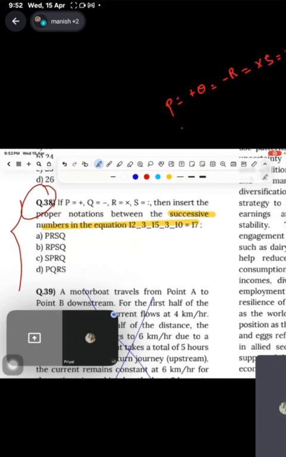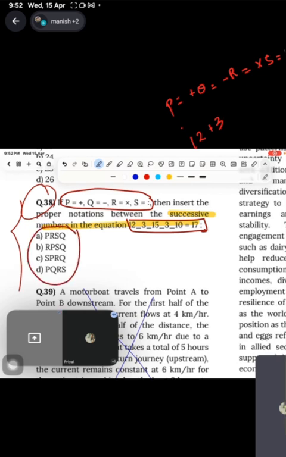See, the notation has been given and the number equation has been given. We have to put the notation in the equation. First, we basically have to find out the series. They have already given this number and they have given these instructions. We have to put these instructions here and set which is actually right.